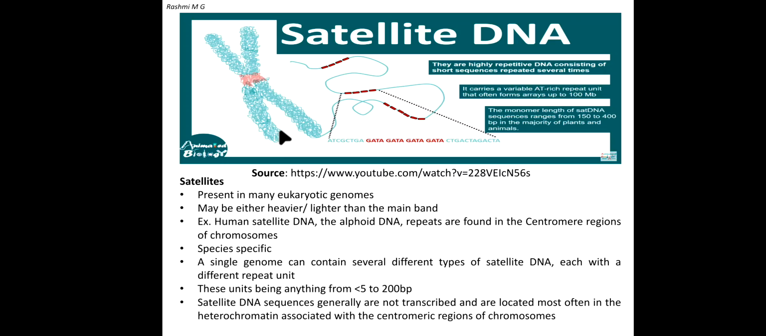Examples of satellites are human satellite DNA, alphoid DNA. Repeats are found in the centromeric regions of the chromosomes. It is species specific. A single genome can contain several different types of satellite DNAs, each with different repeat units. Satellite DNA sequences generally are not transcribed and are located most often in the heterochromatin associated with the centromeric regions of the chromosomes.